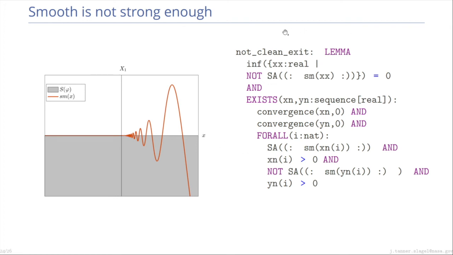This is what that lemma looked like in PBS. It's called not clean exit. We are very creative in the formal methods group with our naming. So what it's saying, all right, well, this infimum of all the points that are not in the semi-algebraic set is 0, right? It's 0. And there exist two sequences. They both converge to 0.